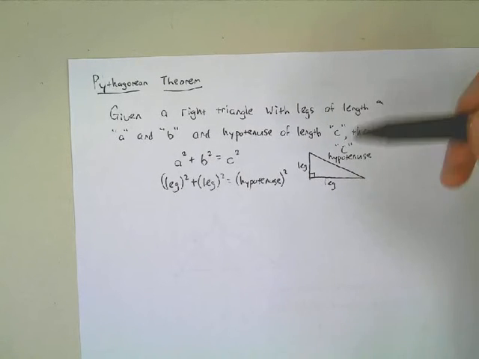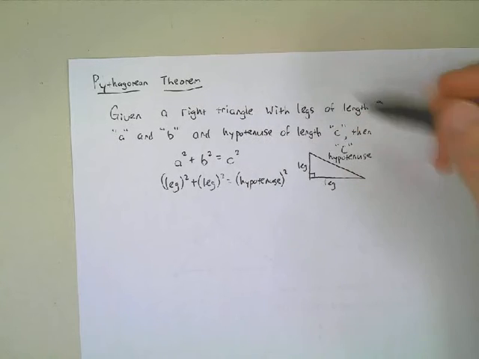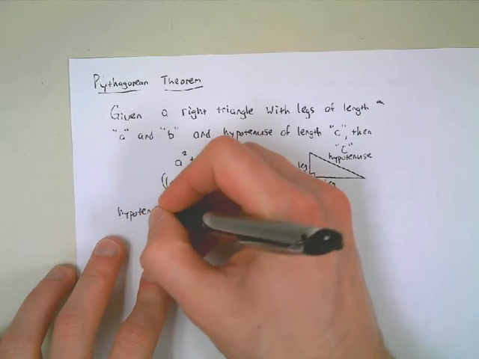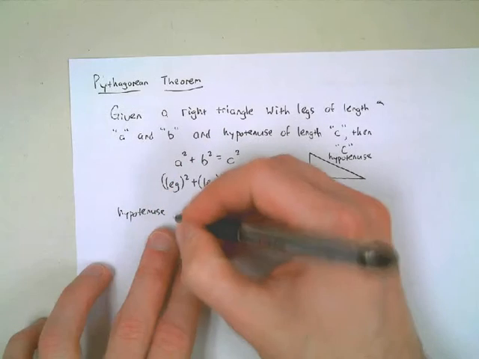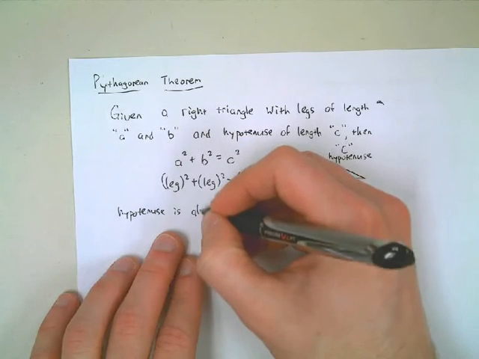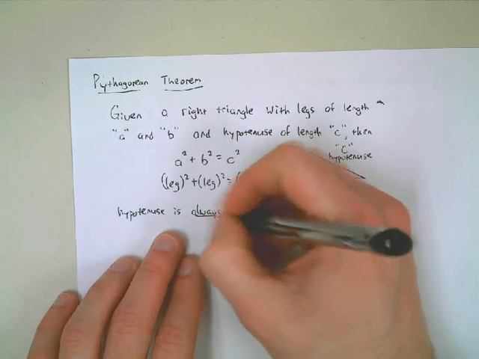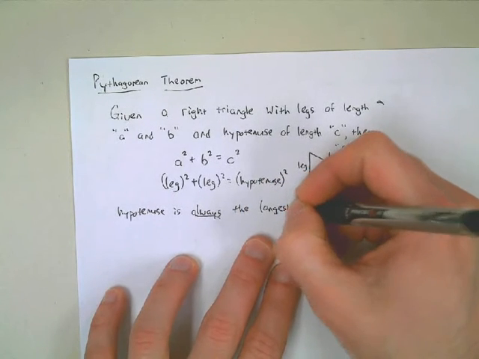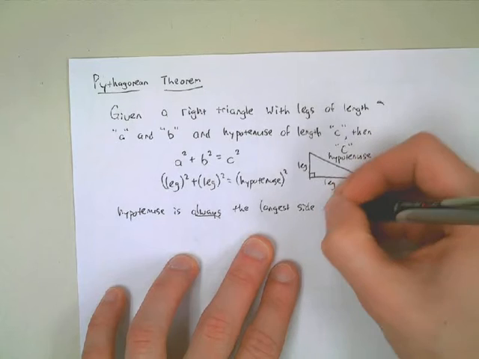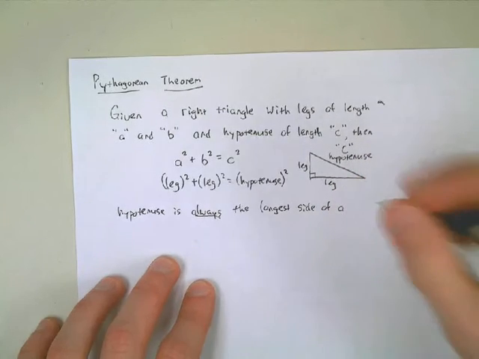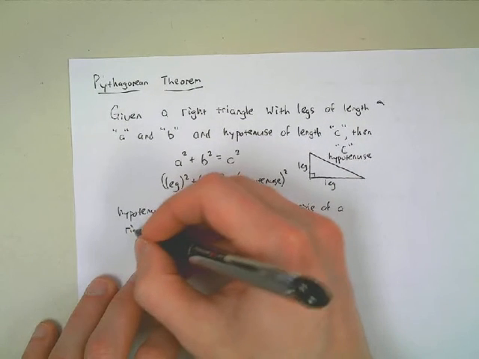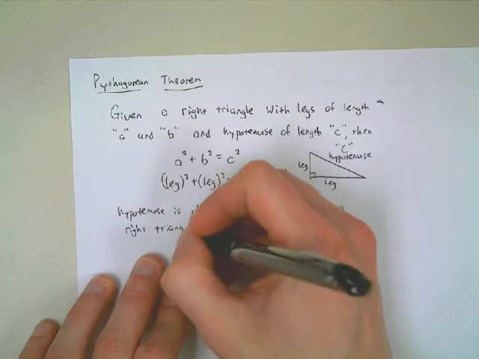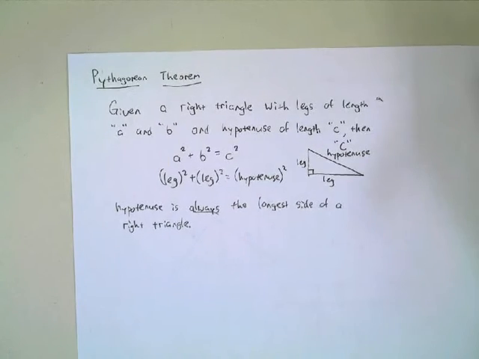And a little fact there, the hypotenuse is always the longest side of a right triangle. So is it the one that connects the legs together? Yep. It's always opposite the right angle too. So the hypotenuse is always the longest side of a right triangle, and it's always opposite the right angle. We've talked about that before, though.